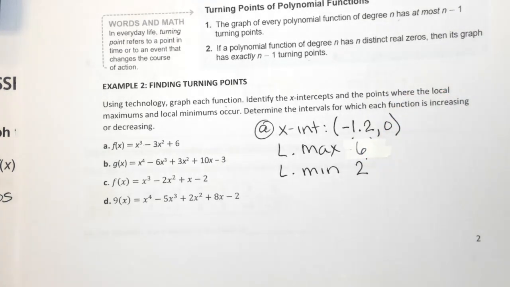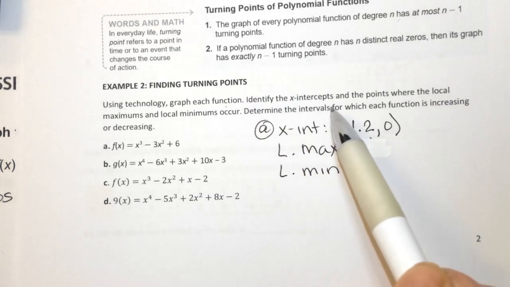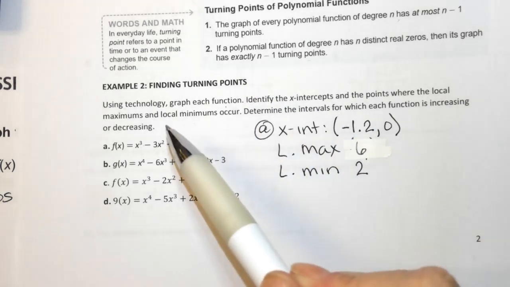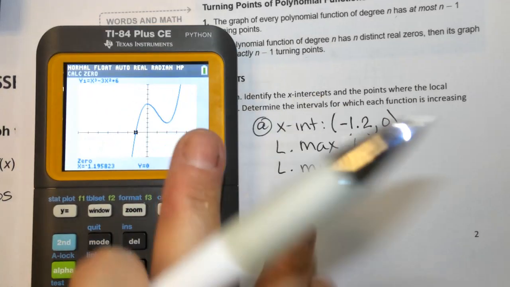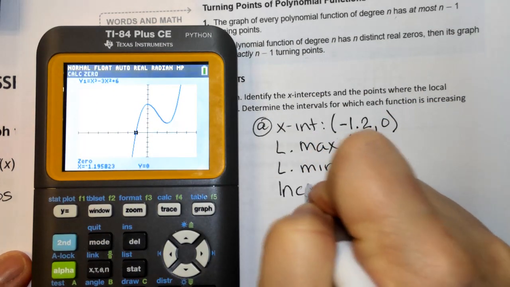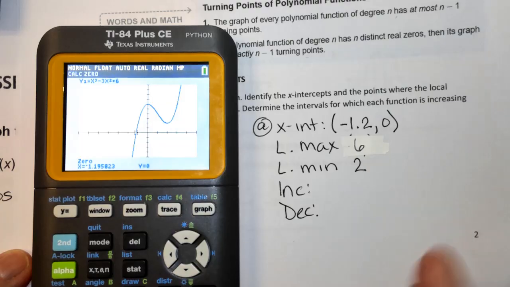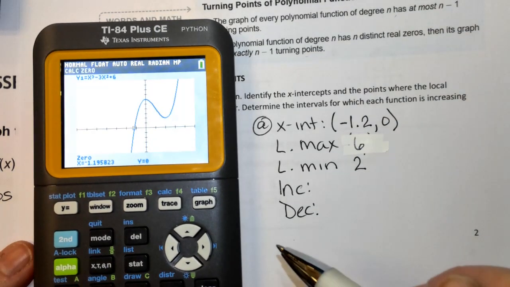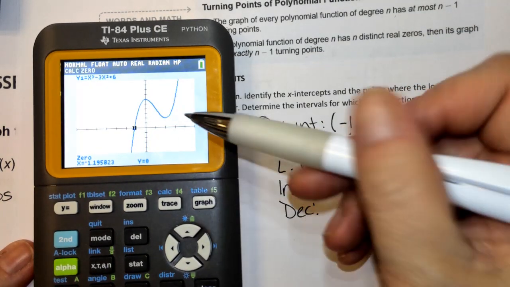All right, what else does it say that we need? When is our function? Determine the intervals for which each function is increasing or decreasing. All right, so I'm going to write here increasing, decreasing. This you have been doing since lesson 1.5, but we still struggle with it.